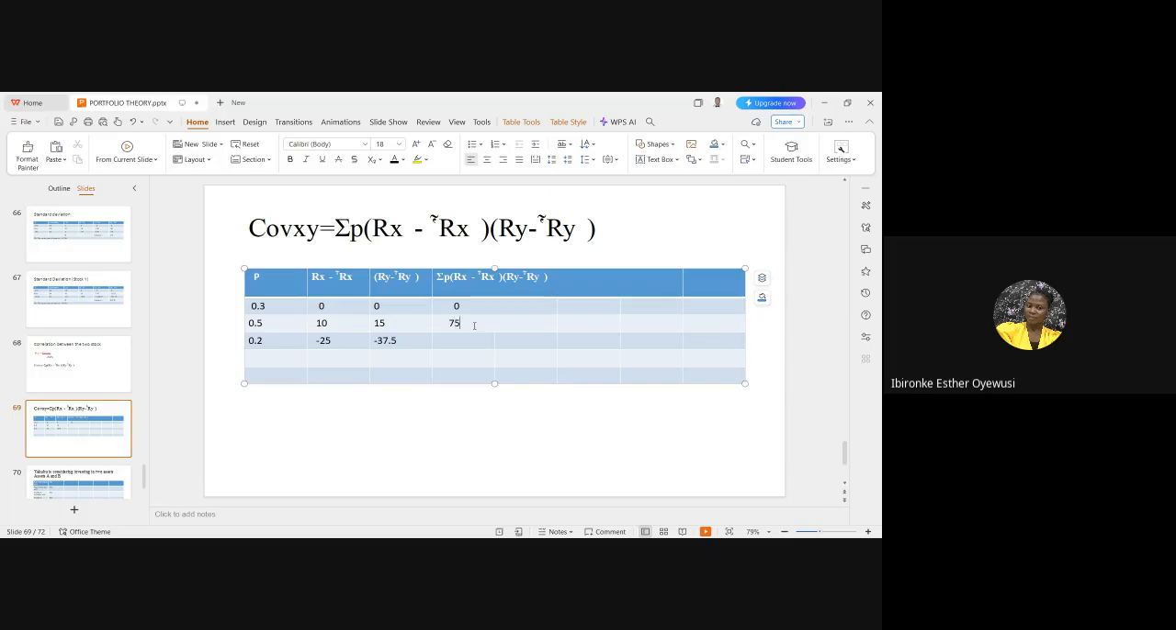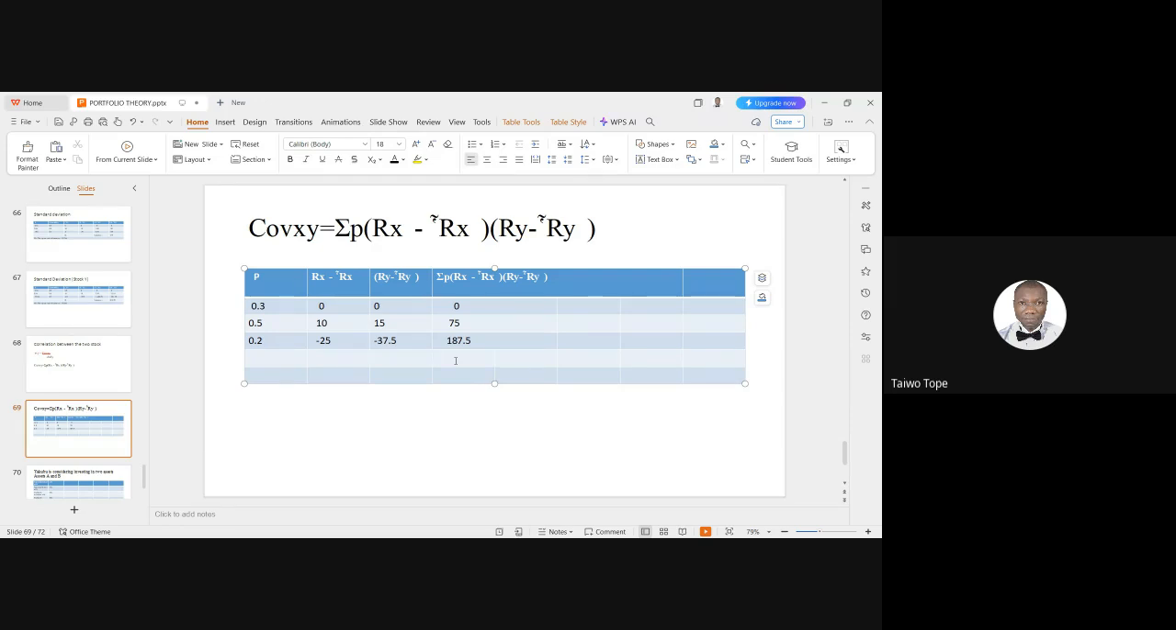75. 0.2 multiplied by minus 25 multiplied by minus 37.5 will give us what? 187.5. Now, what will be your result? When you add everything, the result will be what?